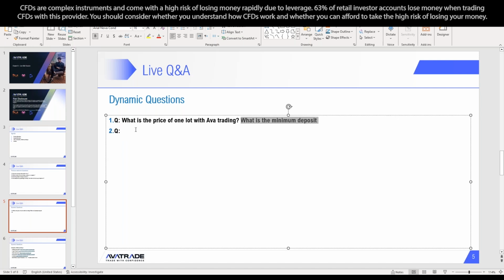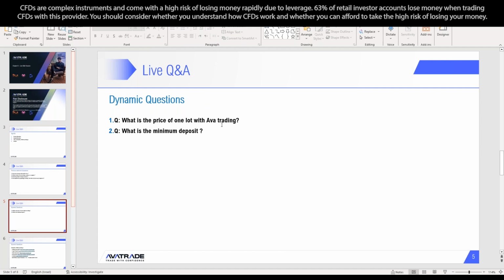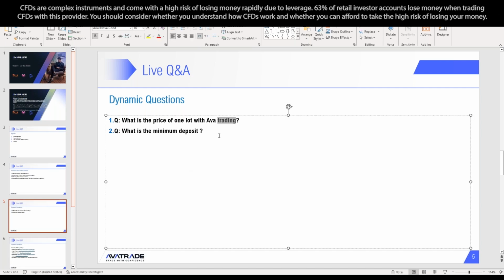And we're going to paste your question down here. Thank you very much. Because I believe those are two different questions. Actually, I'm going to show you the answer for that one now, so it would make sense, okay? You see, your question is, let me just go through the questions. What is the price of one lot with Ava? Well, yeah. What is the minimum deposit?